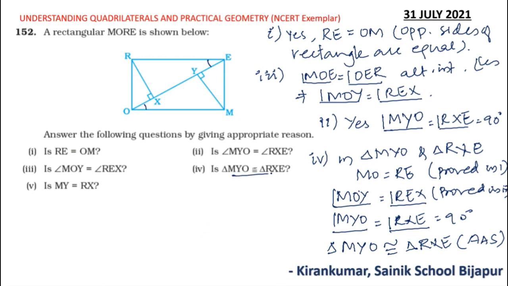Since the two triangles are congruent, their corresponding parts are equal. So I can say the fifth one, yes, MY will be equal to RX. They are corresponding parts of congruent triangles, CPCTC.